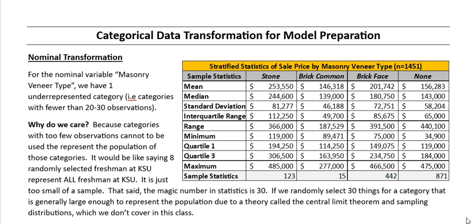It would be like saying I randomly select 8 freshmen at KSU to represent all the freshmen at KSU. You guys are such a diverse student body, it wouldn't be appropriate to base all of our conclusions on the population of freshmen at KSU based on just a randomly sampled group of 8. So it's just too small of a sample.